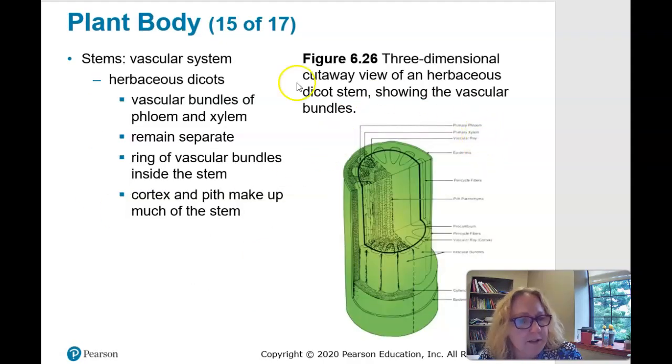Stems. Let's talk about stems. The vascular system again, you've got bundles of phloem and xylem. The xylem and phloem remain separate. You've got rings of vascular bundles. So here again is your phloem, your xylem, your pith in the middle here.